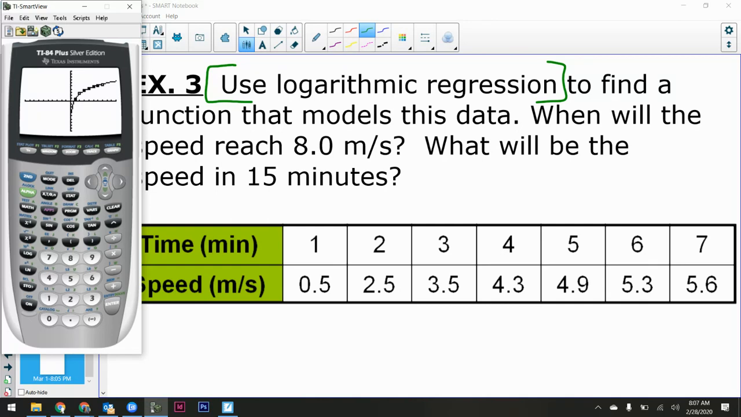All right, so here is my natural logarithm model. When will the speed reach 8 meters per second? Is 8 meters per second an x value or a y value? It's a y value. So I need to go into my y equals and say, when is the y value going to be 8? I wonder if I see it on my graph. No, I don't. Okay, I need to zoom out.